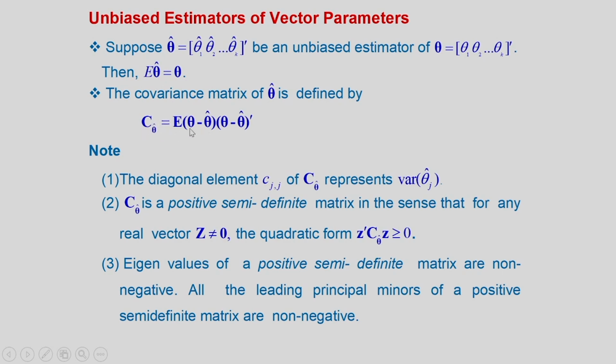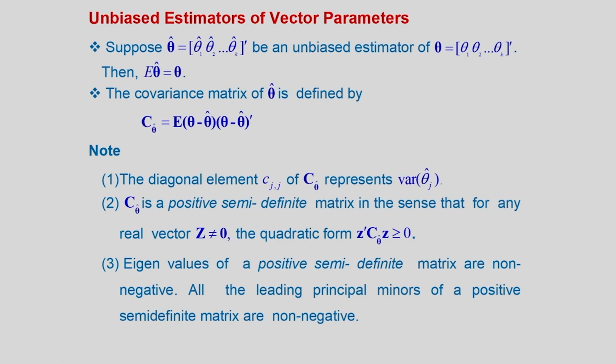Now, we examine some interesting properties of this covariance matrix. The diagonal elements C j j of C theta hat represent the variance of theta hat j. So, the jth diagonal element will be the variance of theta hat j. Similarly, C theta hat is a positive semi-definite matrix, that is very important.